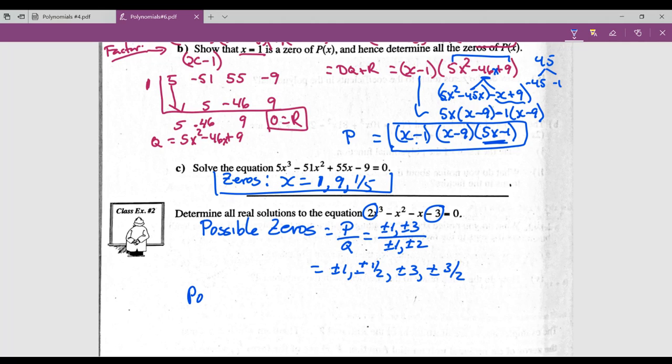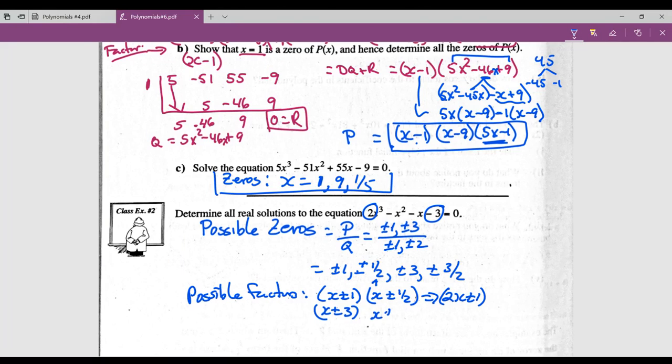If I ask for the potential factors, the possible factors, that's the brackets. So it's x plus minus 1, x plus minus 3. And for this one, you're going to write x plus minus a half, which becomes 2x plus minus 1. And x plus minus 3 halves becomes 2x plus minus 3. So those two and those two are your potential factors.